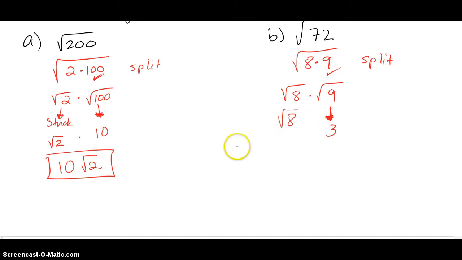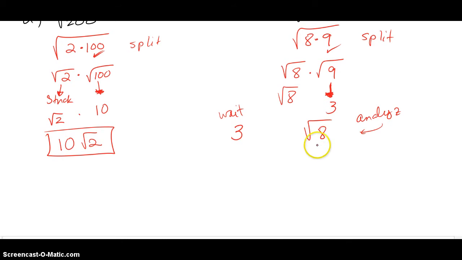So what I'm going to do now is put the 3 outside and it's going to wait, and then I'm going to analyze square root of 8. Well, square root of 8, I can break up 8 as a 4 times 2. And then 4 is a good number because it's got a perfect square, so I'm going to split it up into 2 pieces, and this guy is going to pop out a 2, and this guy is just stuck as it is because it doesn't have a perfect square inside.